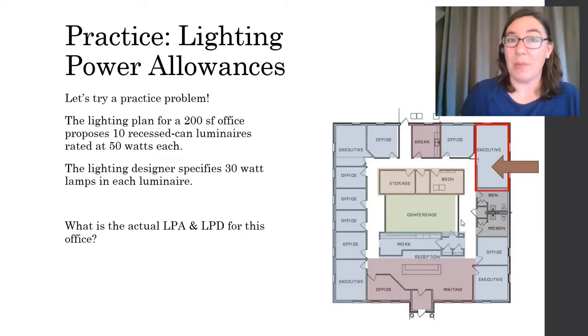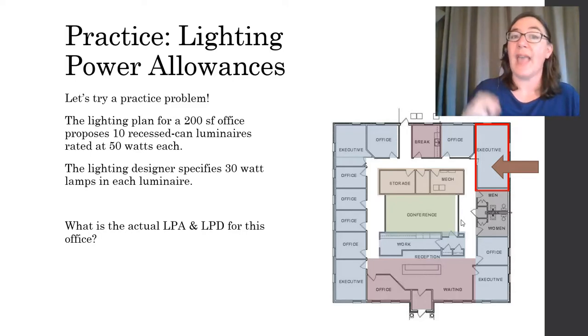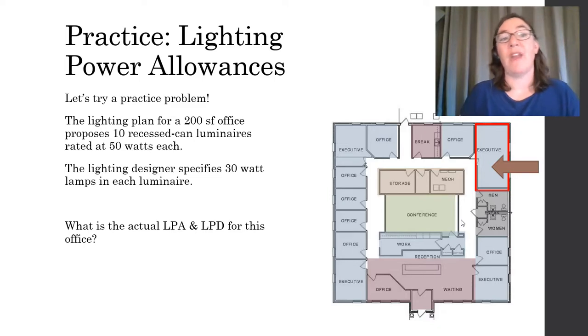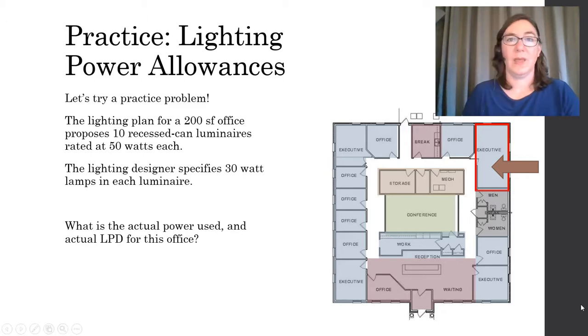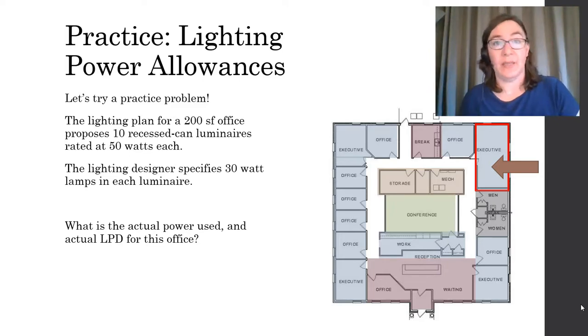So let's try a practice problem. All right, we've got a particular office, and the lighting plan for this 200 square foot office proposes 10 luminaires rated at 50 watts each. All right, that's maximum. But you're the lighting designer, and you actually specify some 30-watt lamps for each luminaire. So what is the actual power that's being used in this office? And what's the actual lighting power density in this room?